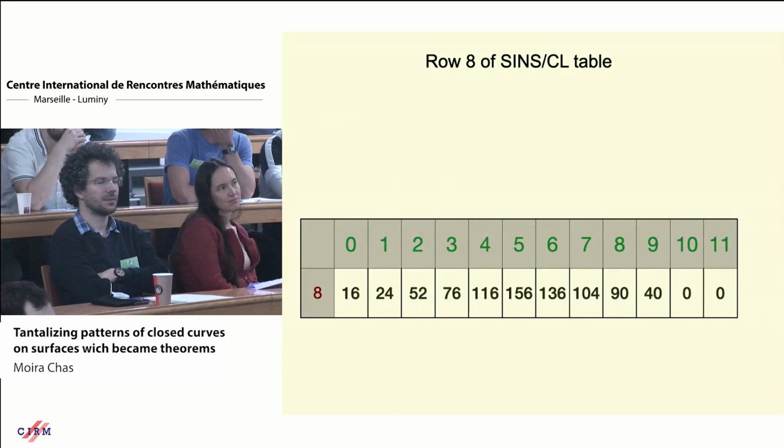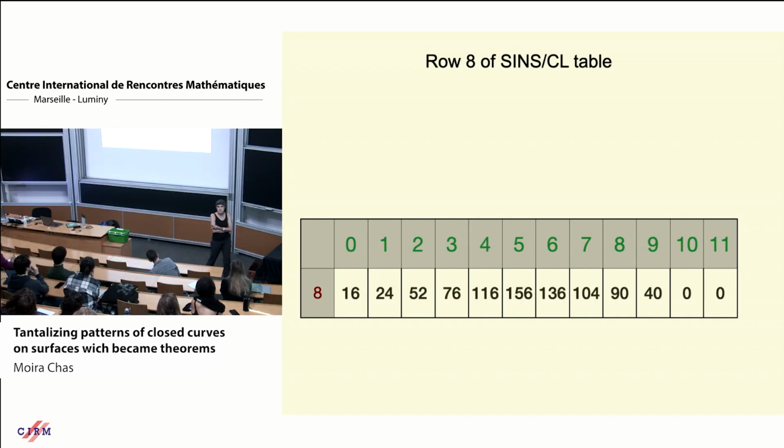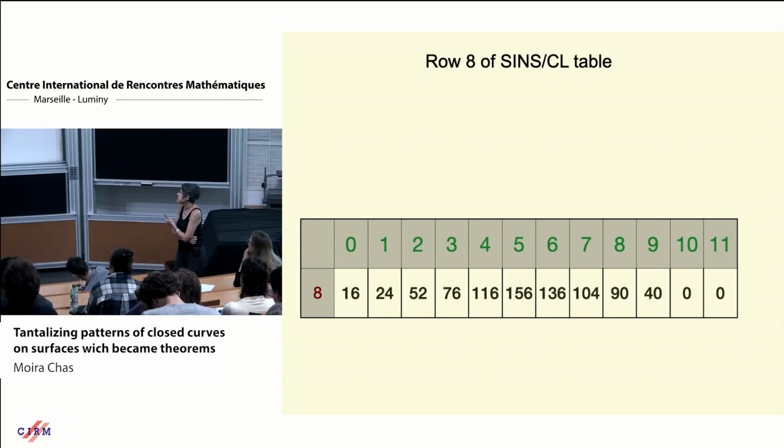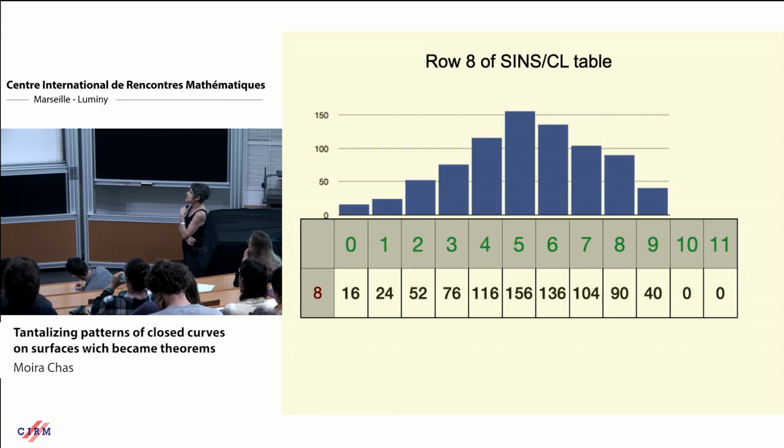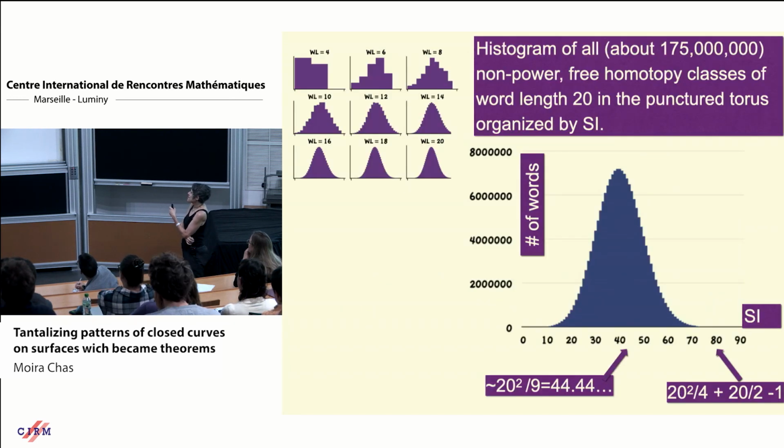Again, these are all the free homotopy classes that I can express with a word of 8 letters. And I'm going to make a histogram. I'm going to put a rectangle over each square with a height proportional to the number of curves I have there. There it is. And there is the histogram with more letters.